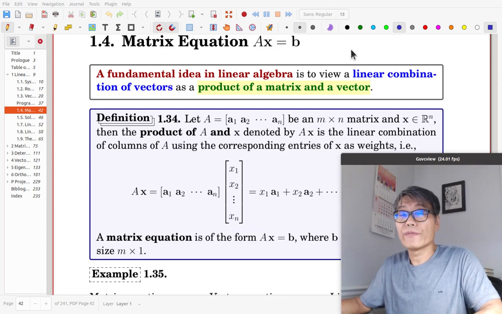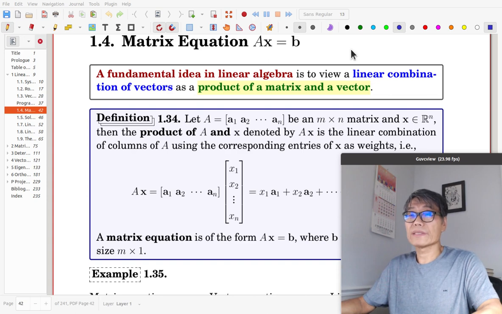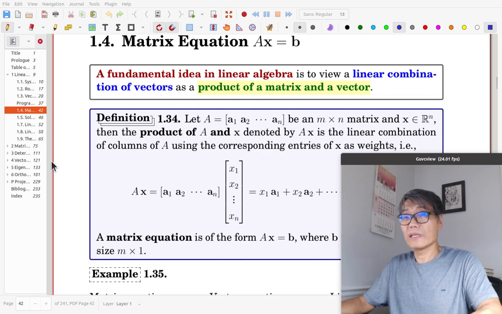Section 1.4, Matrix equation AX equals B. A fundamental idea in linear algebra is to view a linear combination of vectors as a product of a matrix and a vector. Let's see this definition.